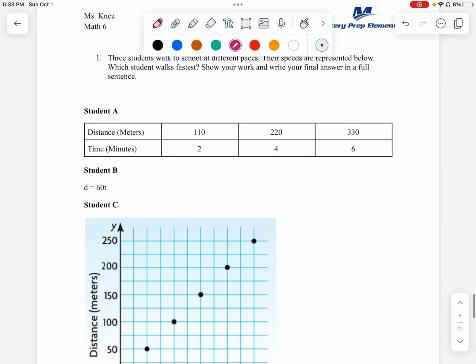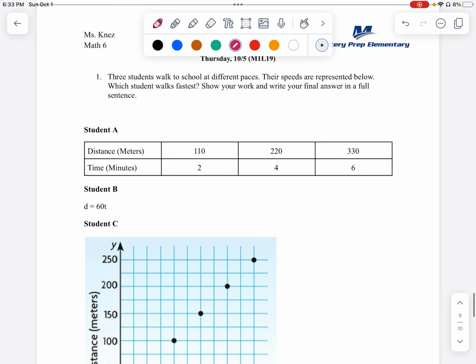All right, Thursday's last, and on Thursday's homework, we've got these big comparison problems like what we did in class. It says 3 students walk to school at different paces, and their speeds are represented below. Which student walks the fastest? Show your work and write your final answer in a full sentence.